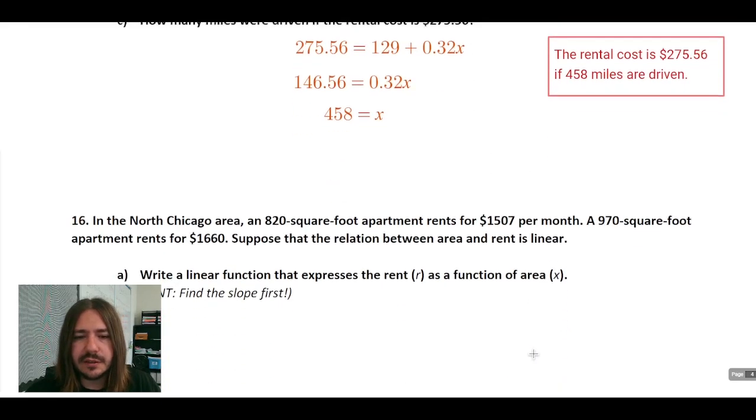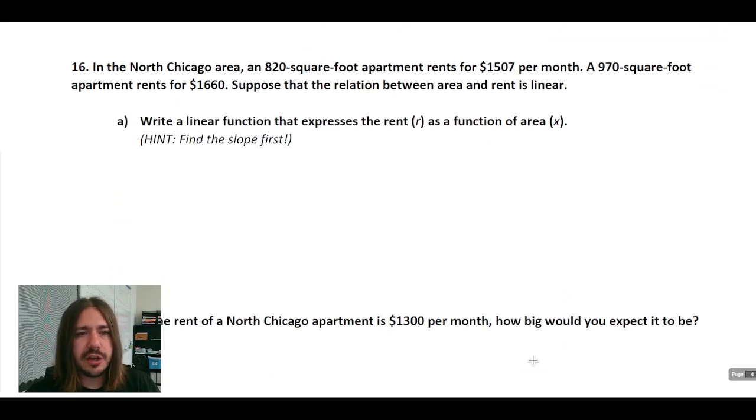Number 16, our last problem here. In the North Chicago area, an 820 square foot apartment rents for $1,577 per month. I don't know if that's reasonable or not. I have no idea what the rental costs in North Chicago look like. Maybe that's right. A 970 square foot apartment rents for $1,660. Suppose that the relation between the area and rent is linear.